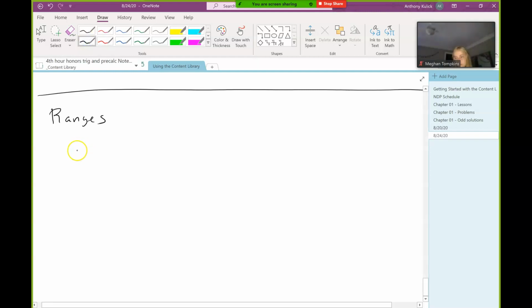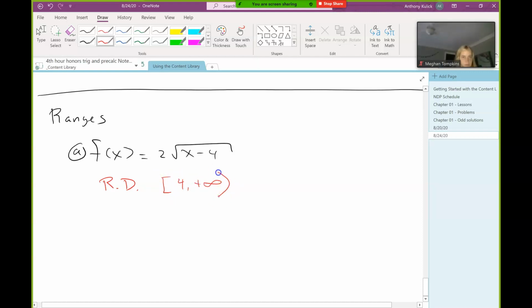So we're going to look at these same three functions that we just looked at. So I'm going to abbreviate relevant domain just as RD. And we're going to use that. So, what I really care about are three things here in determining the range.